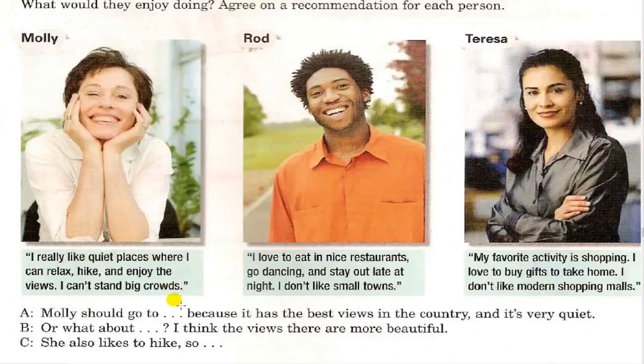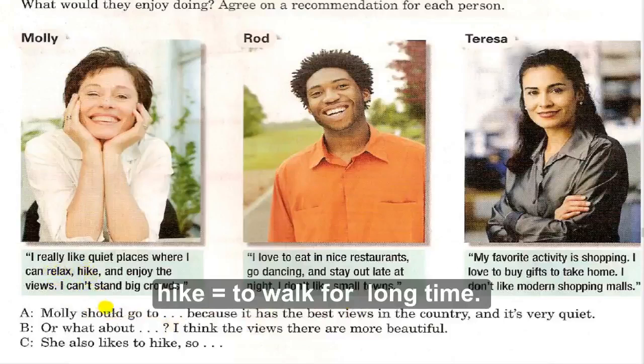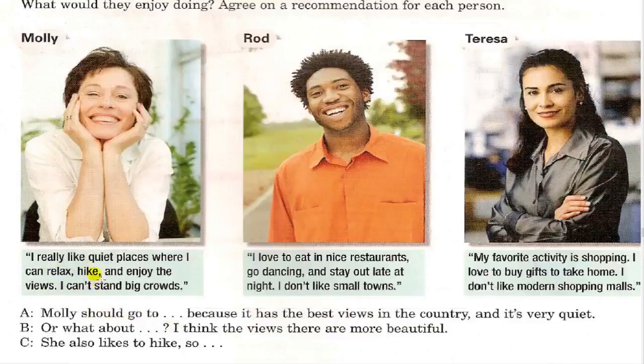So, for Molly, in Egypt, Molly should go to Sharm el-Sheikh because it has the best views in the country and it's very quiet. In Sharm el-Sheikh, Molly can relax. Molly can hike every day. Molly can walk on the beach. For a long time she can hike. Molly is going to enjoy the views in Sharm, in Hurghada.